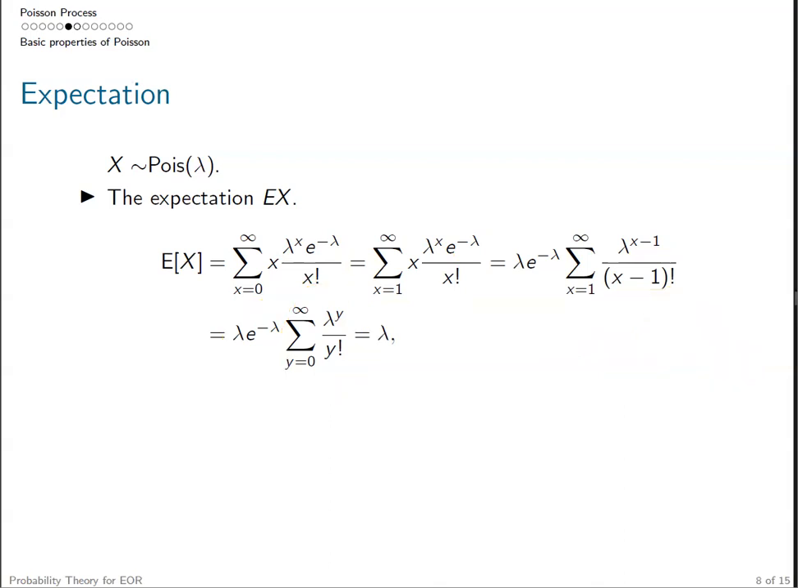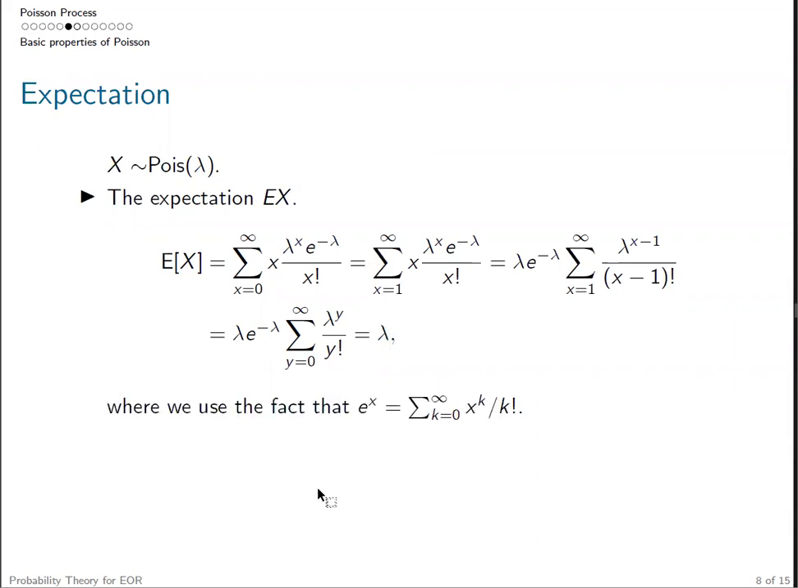So the summation here is equal to e to the power lambda, and lambda times e to the power minus lambda times e to the power lambda. These two cancel each other. They're going to be equal to 1. When they multiply together, what's left is lambda. So the expectation of x is equal to the arrival rate, the parameter within the Poisson distribution, which is simply lambda.